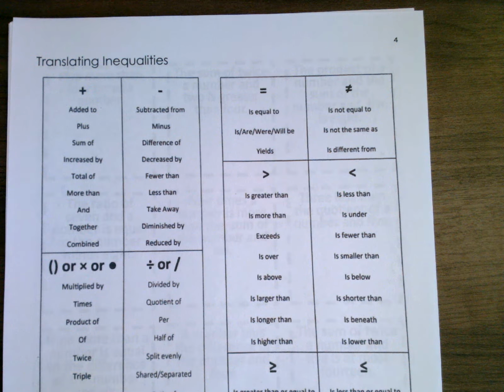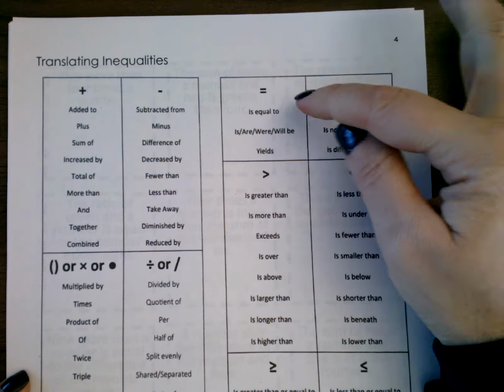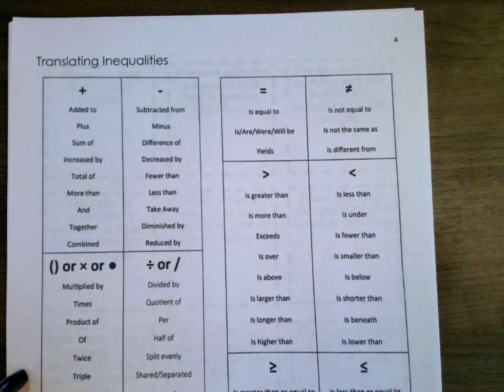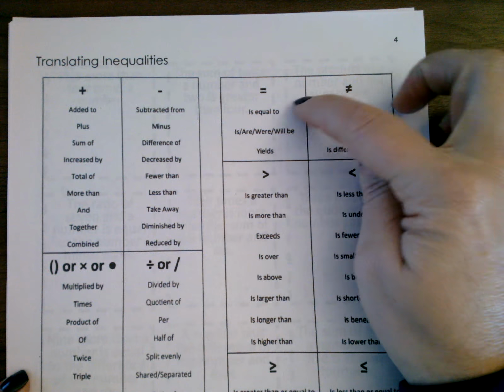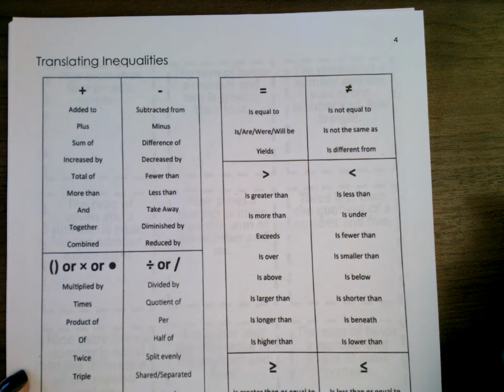Next, we're going to talk about translating inequalities. I know in chapter 3 we started thinking about what words you would hear in a story problem that would tell you to add, subtract, multiply, divide, etc. Now we're going to be working with equations. Here are some key words to notice when we know it's an equation with an equal sign.